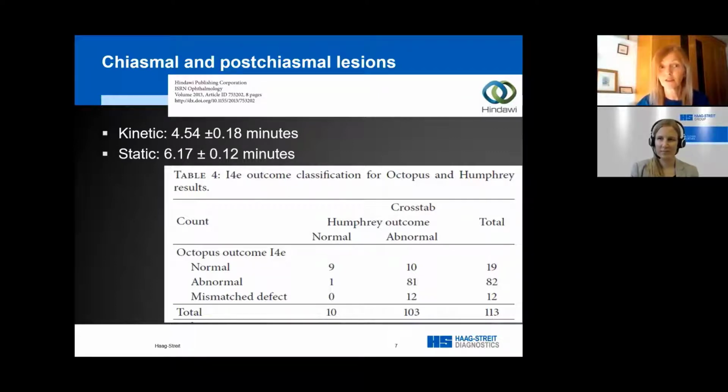So what this slide shows, again, is information about testing. Kinetic perimetry is much faster than people think. This slide shows the results from our studies comparing a kinetic testing program to a static peripheral program, the full field 120. Now, kinetic testing was under 5 minutes per eye in comparison to over 6 minutes per eye for the static peripheral program.